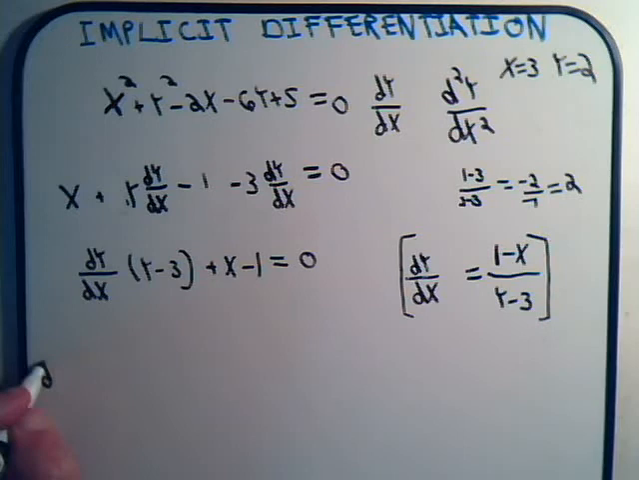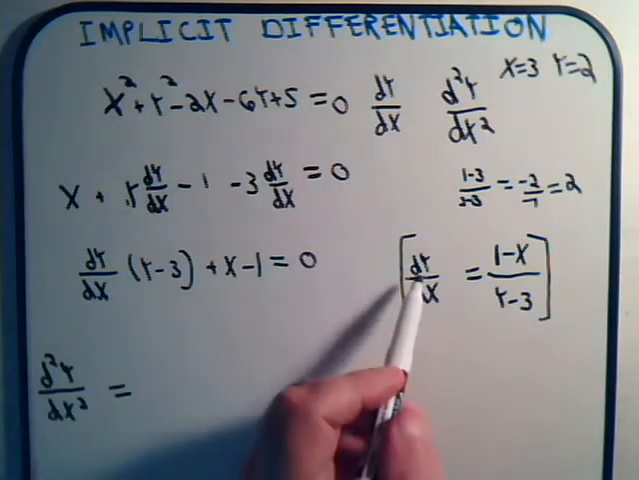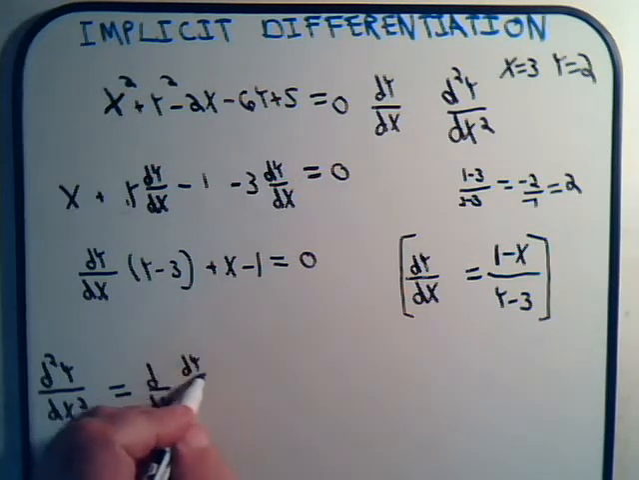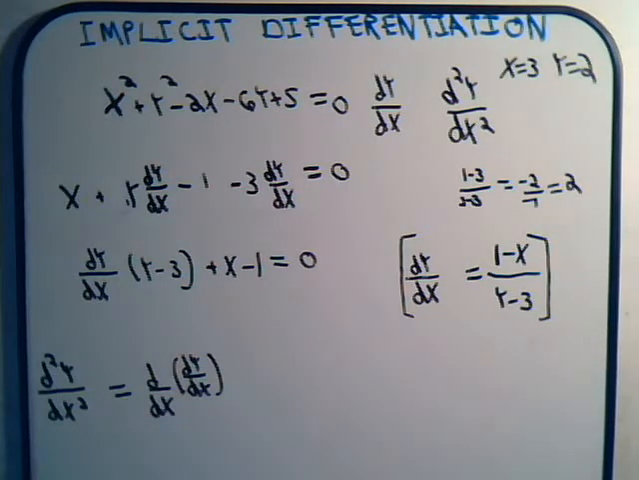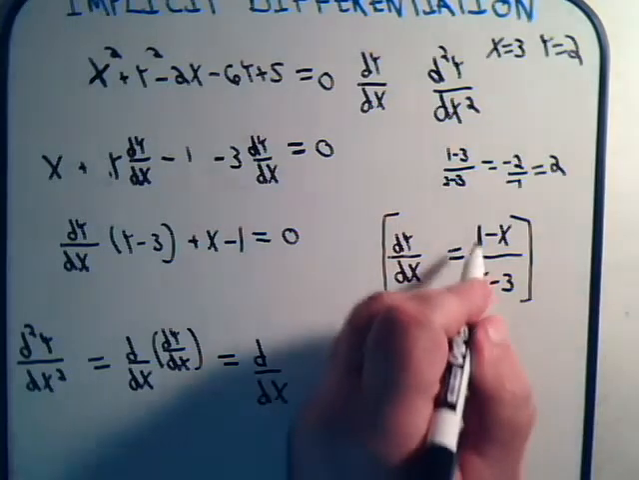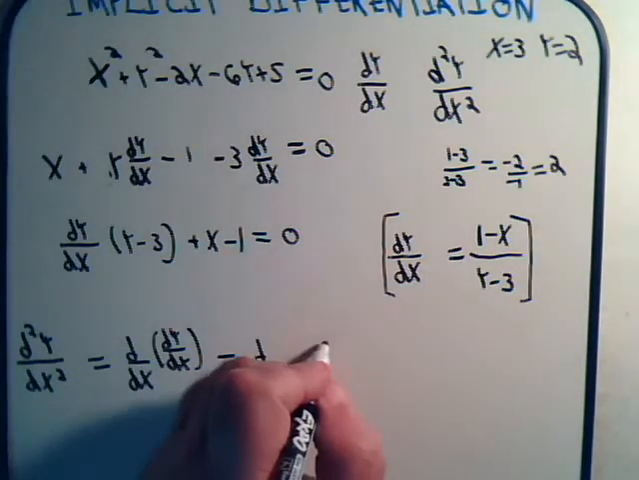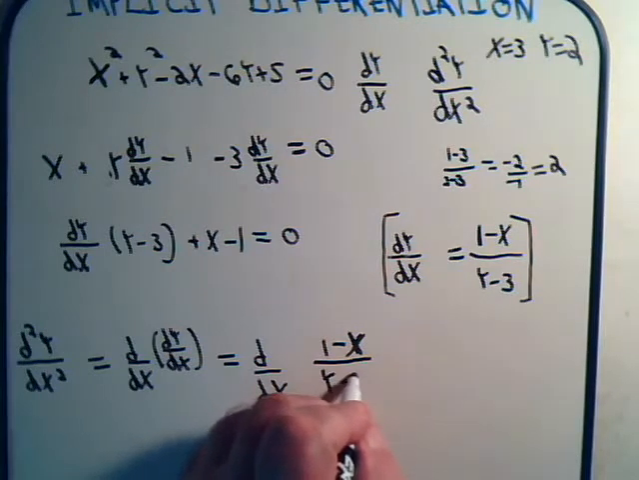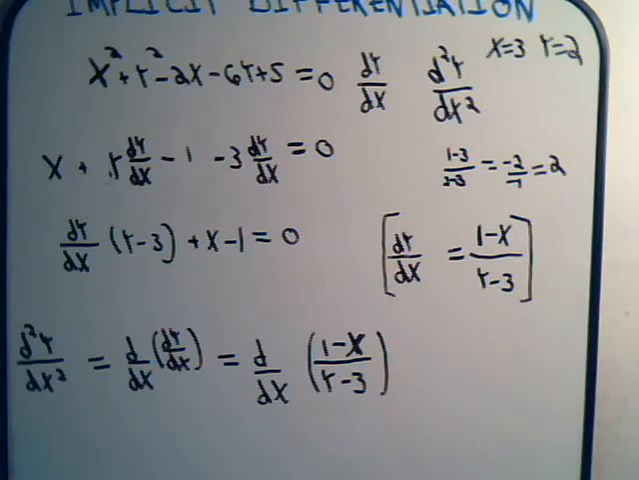And d squared y over dx squared, that's the same thing as taking the derivative with respect to x of dy/dx, and that's the same thing as taking the derivative of this with respect to x. So 1 minus x divided by y minus 3. And we want to take the derivative of this, 1 minus x in the numerator, y minus 3 in the denominator, with respect to x.